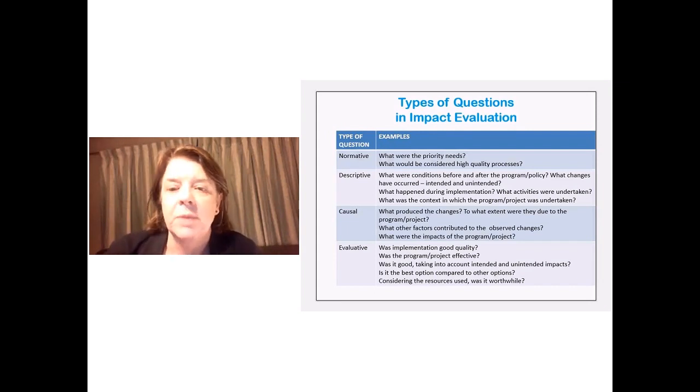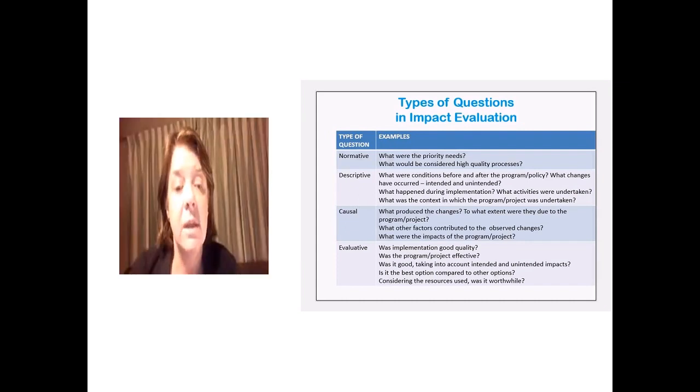what changes have there been, what changes have occurred that were intended and what changes were unintended, because we want to make sure we look at all of those. What happened during implementation and what activities were done and how were they done, getting really good descriptions of the quantity of services or the quantity of activities, but also their quality. And then what was the context in which it was undertaken, really understanding the political, environmental, geographic, social context, which is then going to have an influence on the impacts.